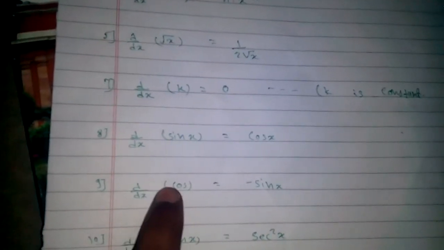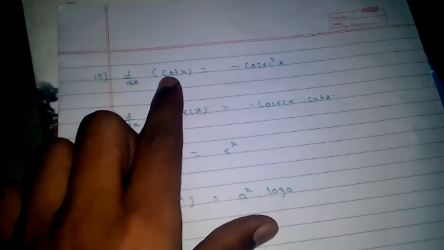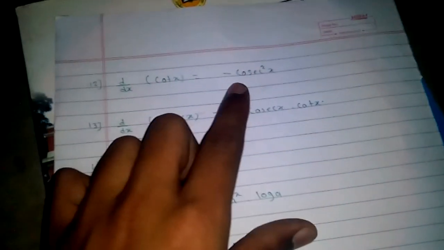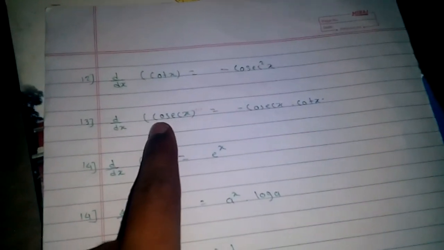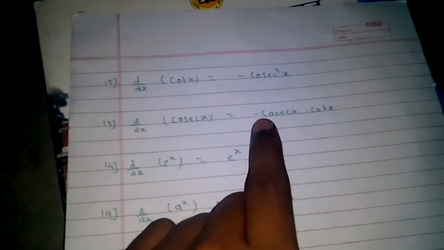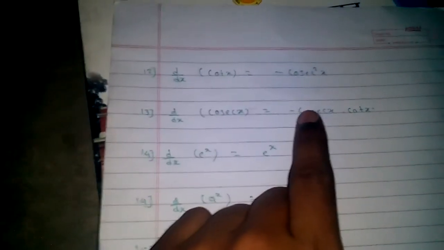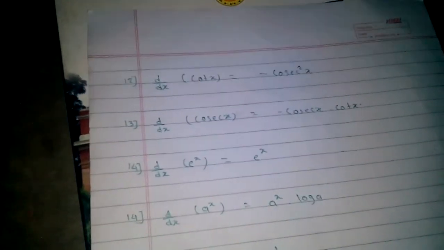When will we use the minus sign? When the first letter of the trigonometric ratio's name is c, like cos, we use the minus sign. Like the derivative of cot x: the ratio's name starts with c, so we use the minus sign. The derivative of cosec x: it starts with c, so we have to use the minus sign, minus cosec x into cot x. This is the learning technique for how to learn derivatives.